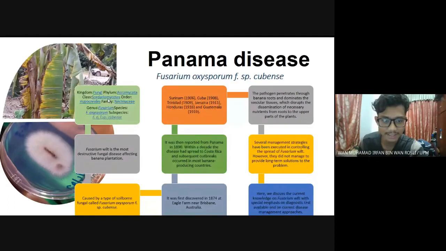Within a decade, the disease had spread to Costa Rica and subsequent outbreaks occurred in Suriname 1906, Cuba 1908, Trinidad 1909, Jamaica 1911, Honduras 1916, and Guatemala 1919. The disease has since been reported from most banana producing countries. The pathogen penetrates through banana roots and dominates the vascular tissues, which disrupts the dissemination of necessary nutrients from roots to the upper parts of the plants.